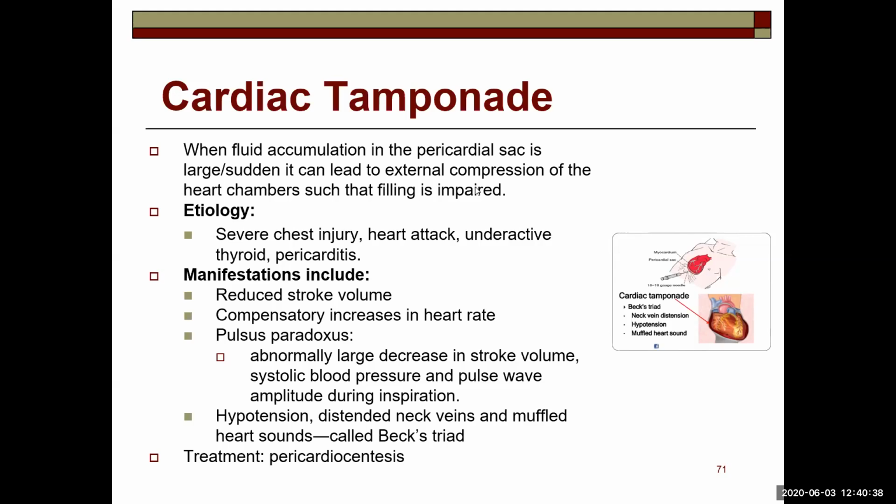So remember, there's compression on the heart because of that, and as it compresses, the pumping of the heart will be reduced. You'll have a decrease in stroke volume, systolic blood pressure decreased, and then the pulse can have what we call a wave, which is when you breathe in or out, it will go faint and then come back again. So hypotension, distended neck, exactly what we talked about with Beck's triad. Usually its treatment is to put a needle into the pericardial space and aspirate the fluid out.